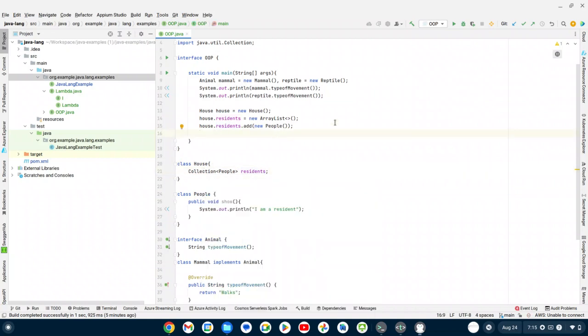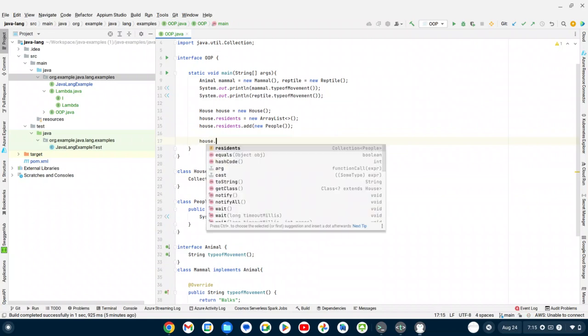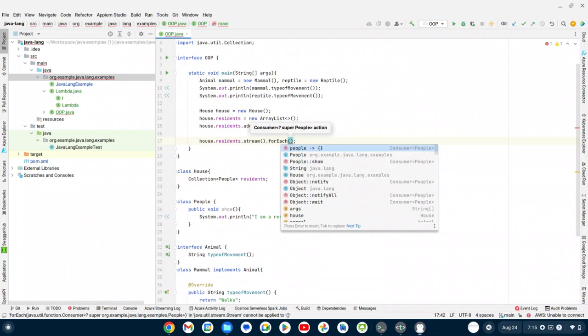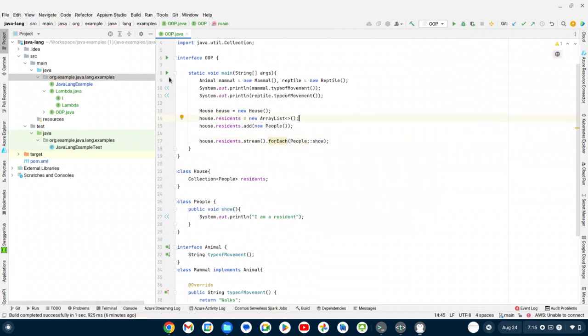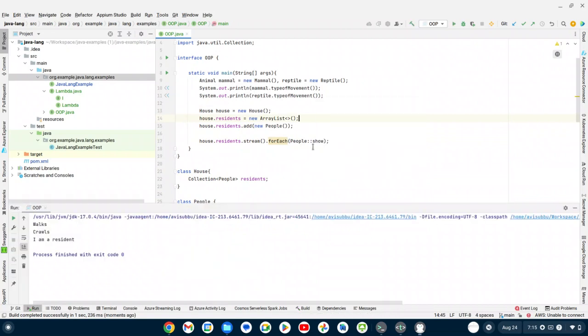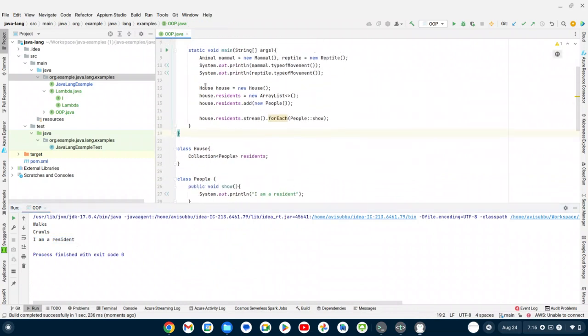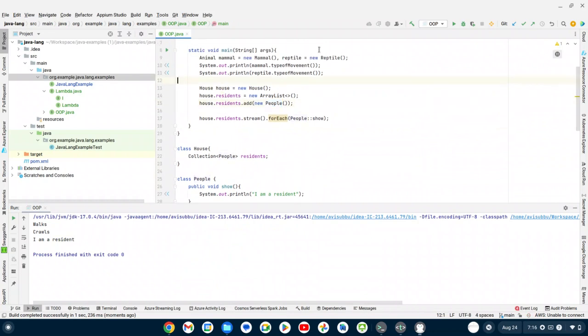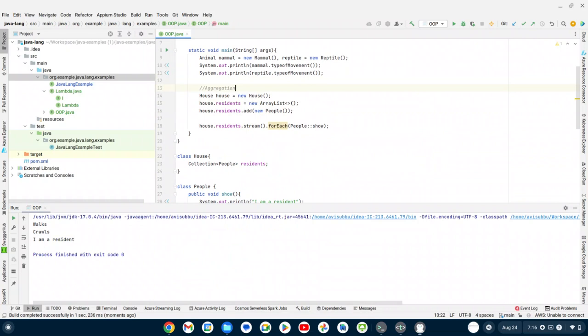So if we see here, for each resident, call the string method. Now if we run this, you can see that the house's residents were looped through to display the show method, which prints I am a resident. So in this way, house and people are not strongly related to each other, and they can exist even without this relationship. So this is an aggregation, which is a weak relationship.